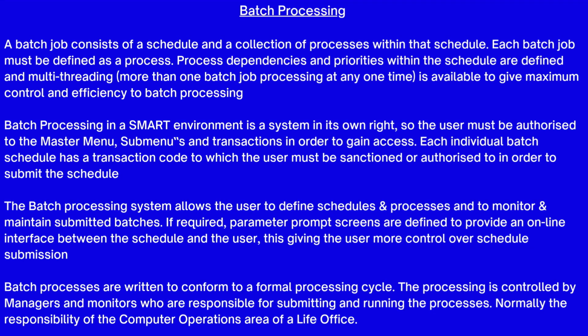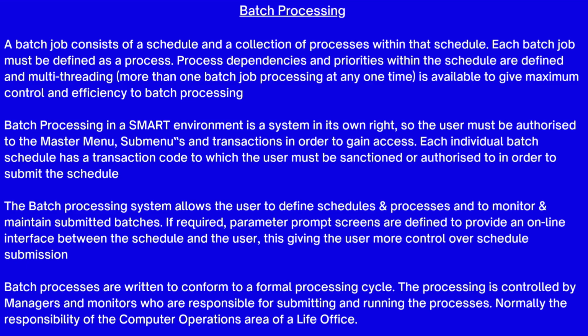Batch processing. A batch job consists of a schedule and a collection of processes within that schedule. Each batch job must be defined as a process. Process dependencies and priorities within the schedule are defined, and multi-threading, more than one batch job processing at any one time, is available to give maximum control and efficiency to batch processing.